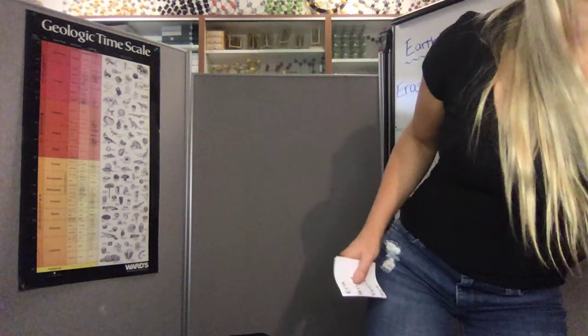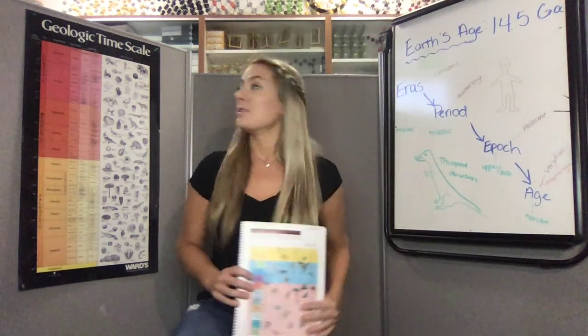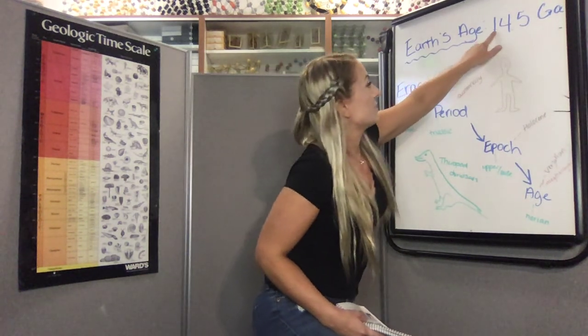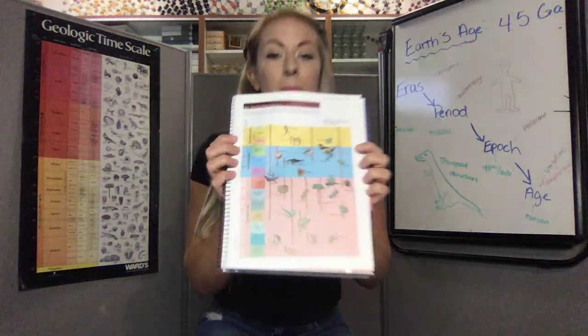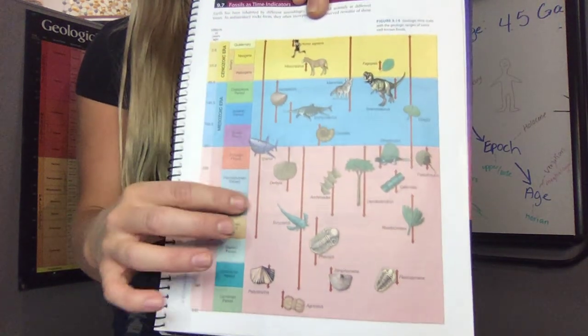Of the 14.5 billion years that the universe was around, the Earth was only around for 4.5 billion years. So I have up here the age of the universe, 14.5, but only about 4.5 for our Earth. And we break that up based off of, first, what the rocks look like.